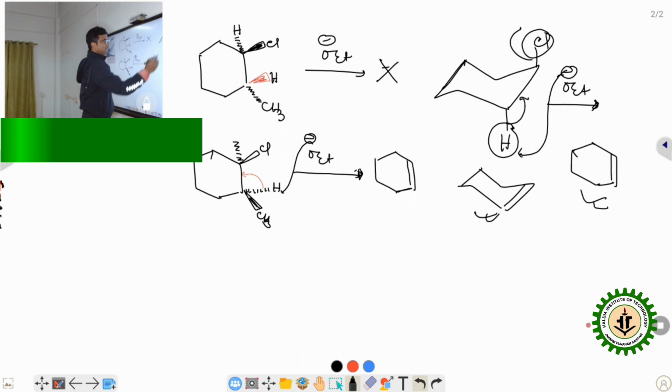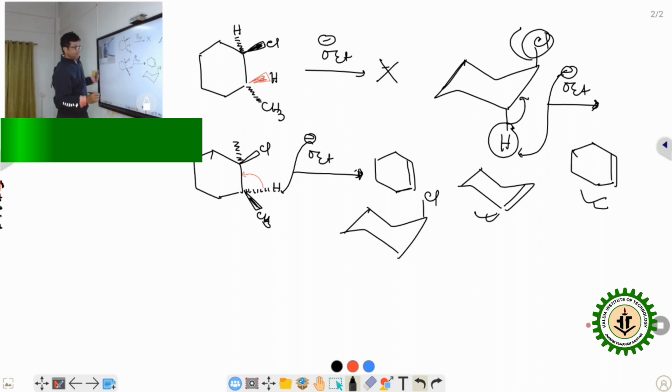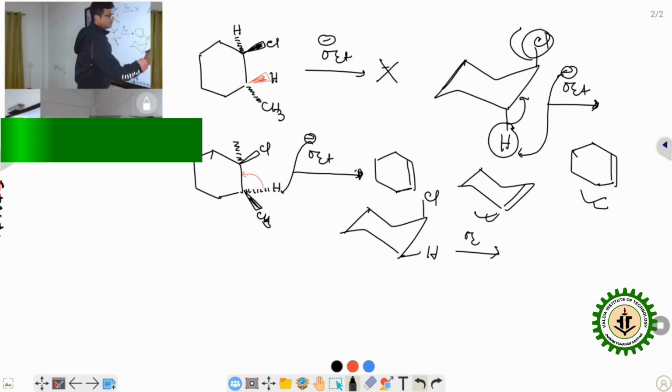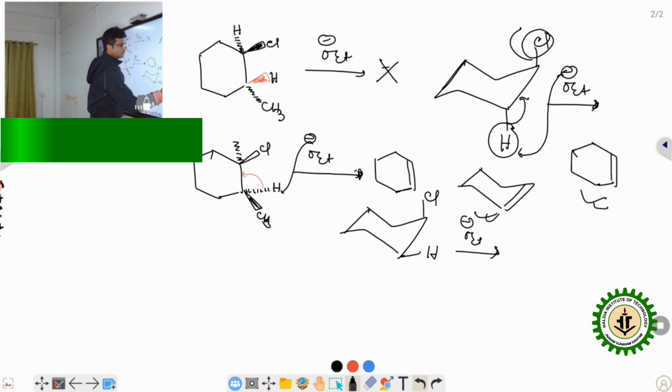Now if I take the same chair form of this cycloalkane, where the eliminated proton and the leaving group are in the cis, or same, orientation, H and Cl are in the same orientation, so here we cannot write this product.